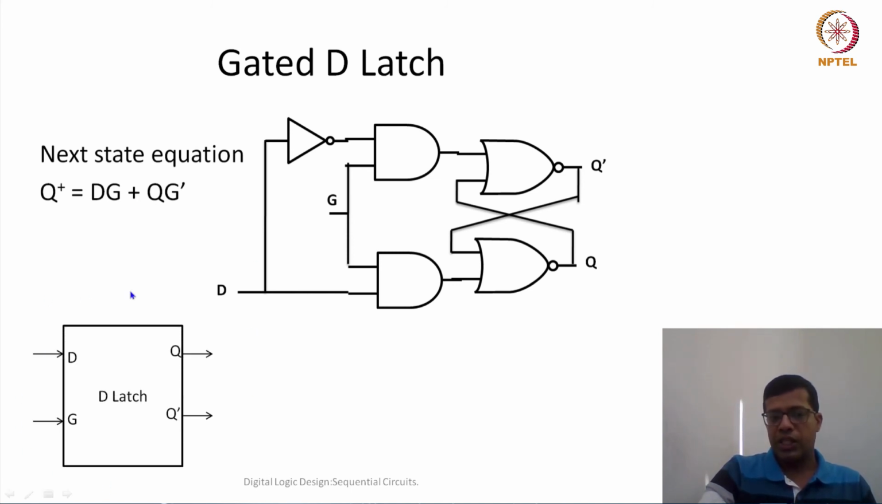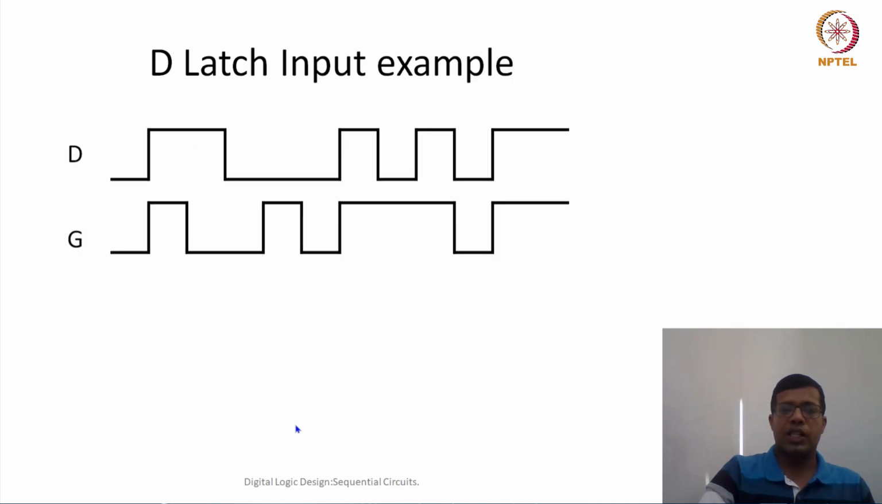Symbolically we can represent this as a D latch, where G and D are the inputs, and Q and Q bar are the outputs. To understand this D latch better, let's quickly go through one example. Let's say this is the input waveform for D, and this is the input waveform for G. So what should be the output?